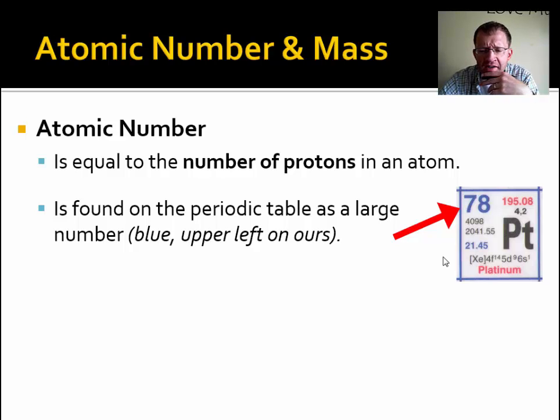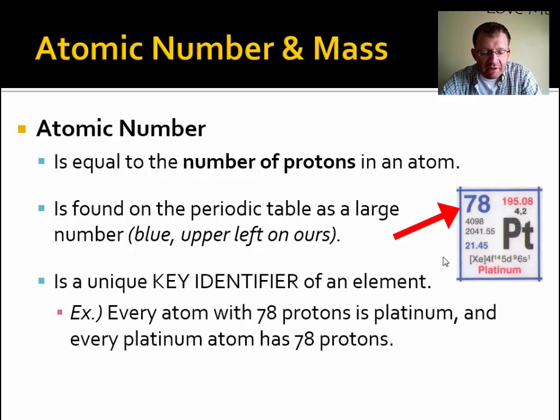On this example diagram or image here, you see platinum. This is scanned right off of our periodic table. And in the upper left-hand corner is the big blue 78 for platinum, Pt, number 78. That means that every atom of platinum has 78 protons, and every atom with 78 protons is platinum.